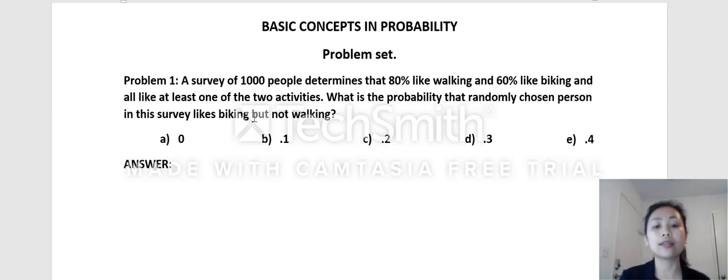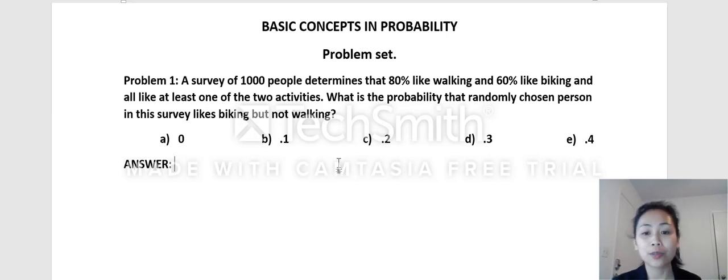So here they said 1,000 people determines that 80% like walking and 60% like biking. Some people ask me why 80% and 60% when you add them together is not 100%.